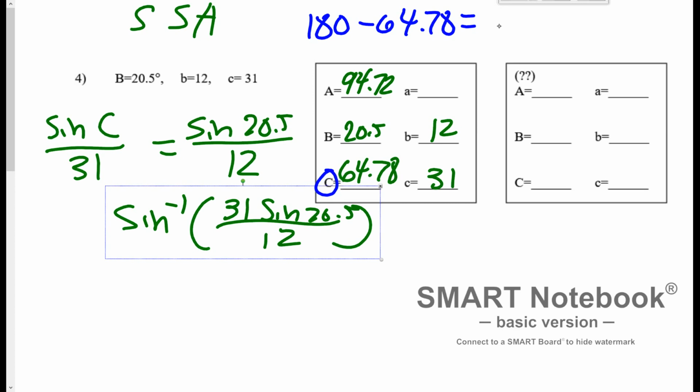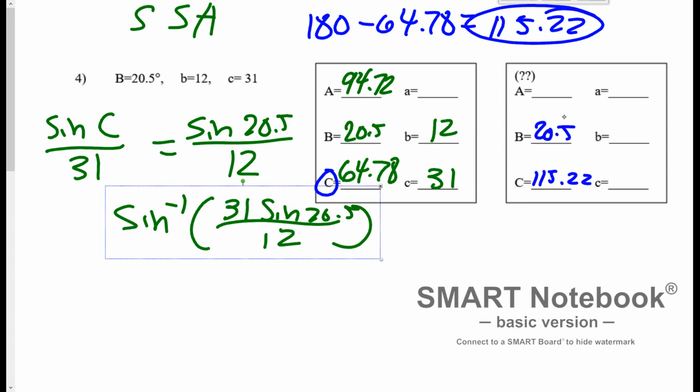Okay, and so that's 115.22. Now I need to see if I get a second triangle. So I'm going to take the angle that I'm originally given, which is 20.5, and add those two together. Okay, so that's 135.72. So you notice that is less than 180. So I'm going to subtract that from 180, and that is going to be this angle A. So I subtract that from 180, and I get 44.28.